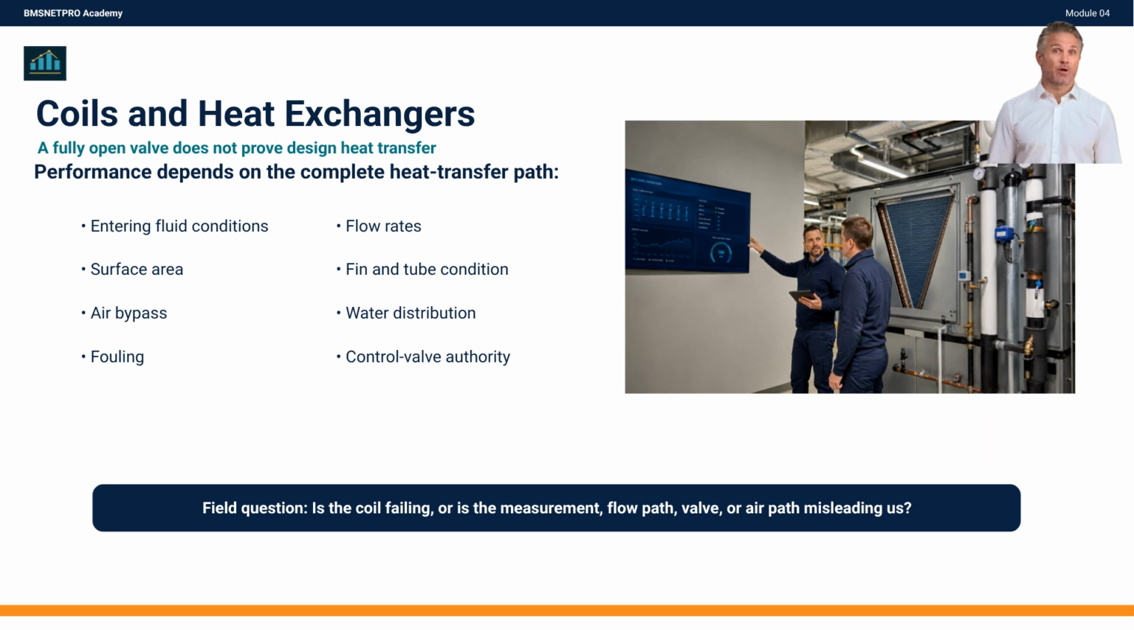This is why we do not troubleshoot only from the screen. We compare BAS data with field evidence. Is the entering water cold enough? Is leaving water warming up? Is airflow reasonable? Are the sensors trustworthy? Is the coil face dirty or bypassed? The correct question is not simply, is the coil failing? The better question is, where in the heat transfer path is performance being lost?